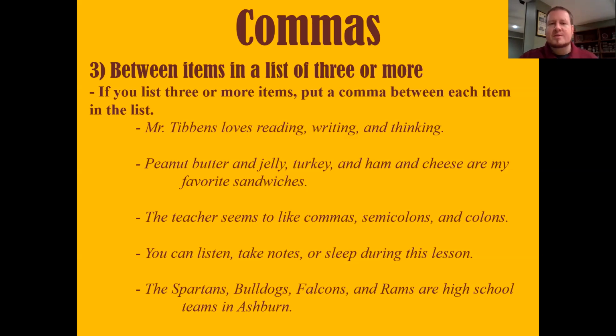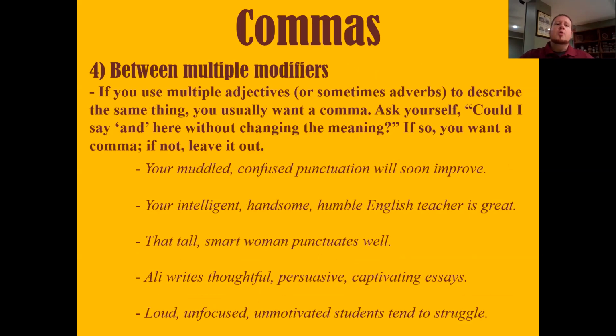Okay. Rule 3 is the easy one. Commas go between items in a list of 3 or more. Number 4. Number 4 is not terribly tricky, but you may need to do a little work where you double check yourself, basically. What you want to do is identify situations when you have multiple adjectives or sometimes adverbs all describing the same thing. So your first sample sentence, your muddled, confused punctuation will soon improve.